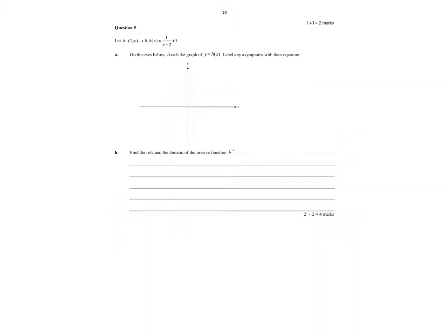Flying along here, lads. On the axis below, sketch the graph of h of x, label any asymptotes and their equations. So we should be hoping for questions like this. Shifting 2 units to the right, shifting 1 unit up. So let's put our asymptotes in and label it. We should put them in, but try to put them in the correct spot. So at x equal to positive 2, we have an asymptote, and the horizontal asymptote is at y equal to 1.